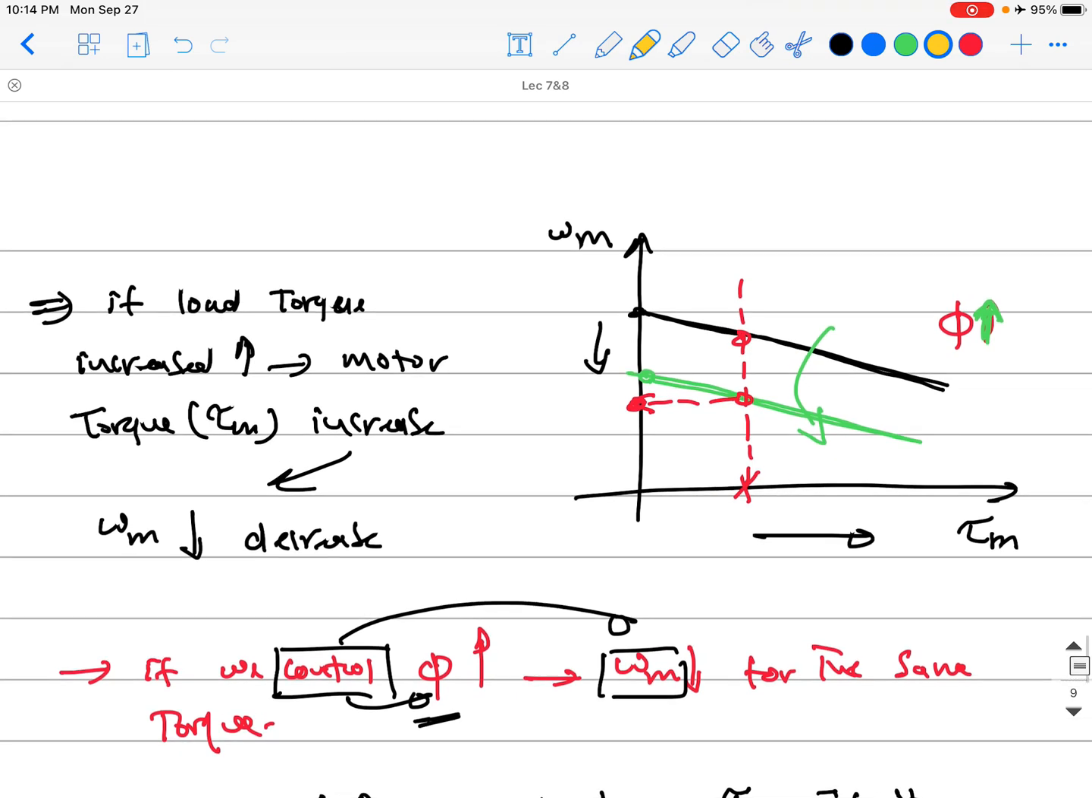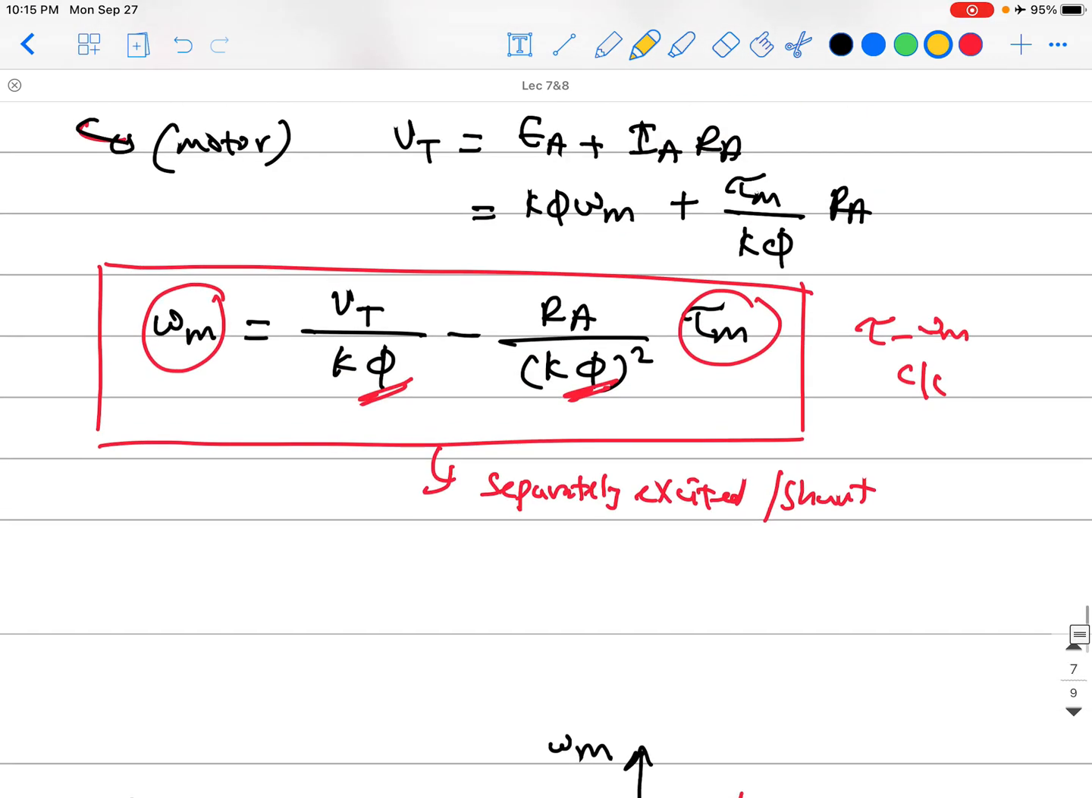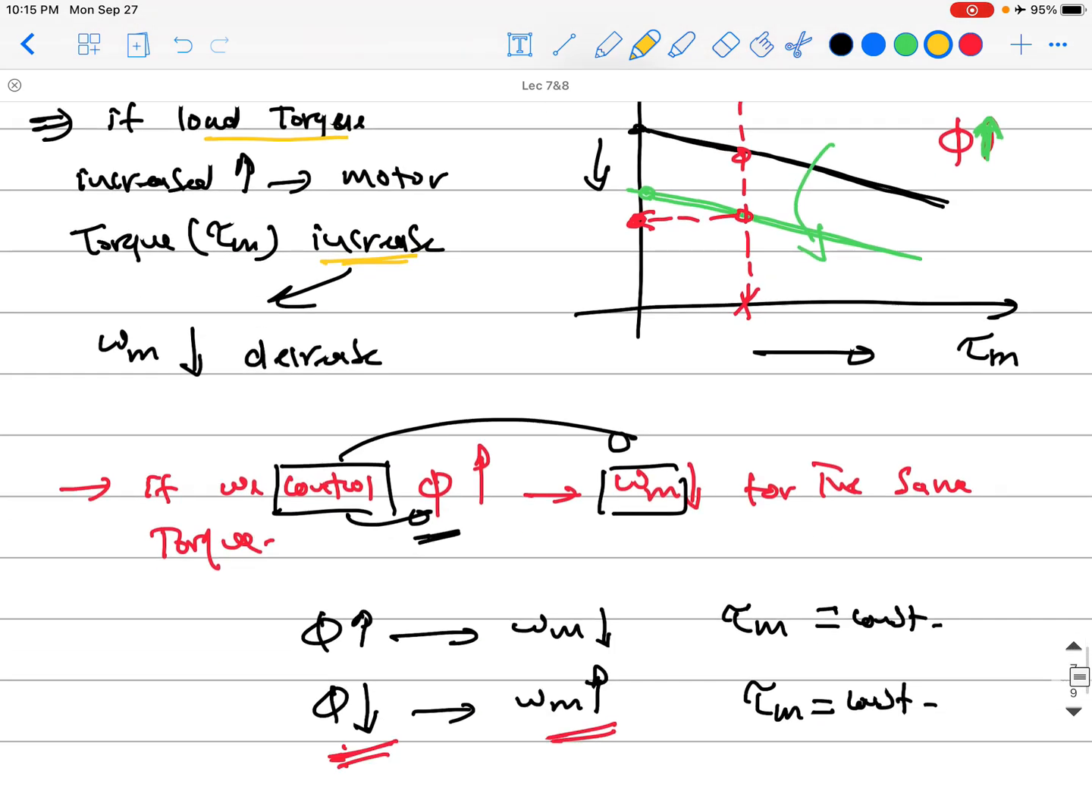What will happen if the load torque increases? If the load torque increases, the motor torque, the developed torque out of the motor, needs to increase to accommodate this increase in the load. Okay, and from this equation, if the torque of the motor goes up, and you just work it out, you will find that the speed will go down.